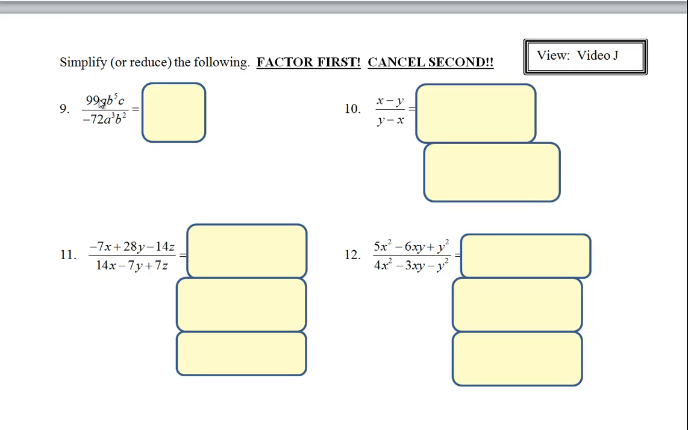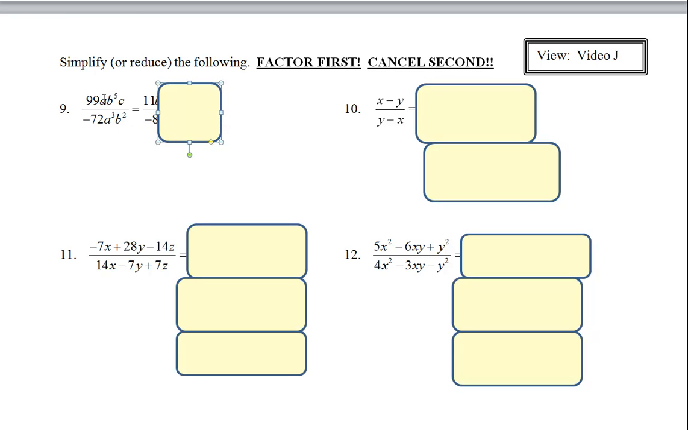99, I know 9 and 11 will go into that. Negative 72, I know 9 will go into that. So that'll be the first thing I'll do, is take care of the numbers. So let me move it just a little bit. So 9 will go into 99 11 times, and 9 will go into negative 72 a negative 8 times. Barely see it because I don't want you to see the next part.